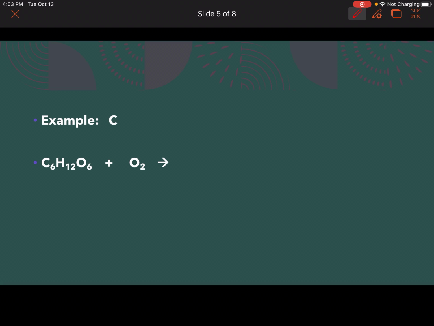Next, we have combustion. So this would be some sort of hydrocarbon, so something that contains carbon and hydrogen, and we're adding oxygen to it. Now again, when you get combustion reactions, don't even think about it, just write CO2 plus water. And then the tricky part will just be the balancing. So I'm going to put a 6 here because I've got 6 carbons there. Next, I'm going to look at the hydrogens. I've got 12, so I'm going to put a 6 here.